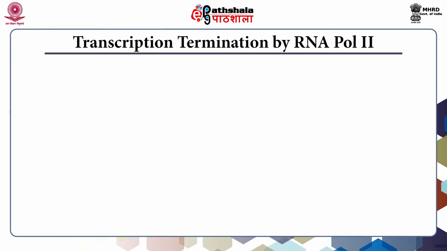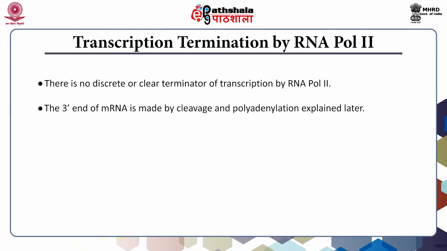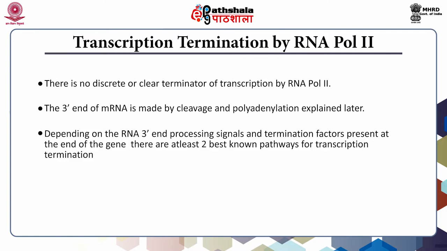Transcription termination by RNA polymerase 2. There is no discrete or clear terminator of transcription by RNA polymerase 2. The 3' end of the messenger RNA molecule is made by cleavage and polyadenylation. However, depending on the RNA, 3' end processing signals and the termination factors present at the end of the gene, there are at least two best known pathways for transcription termination. This includes the poly-A dependent pathway and the Sen1 dependent pathway. We'll be discussing these in the following slides.